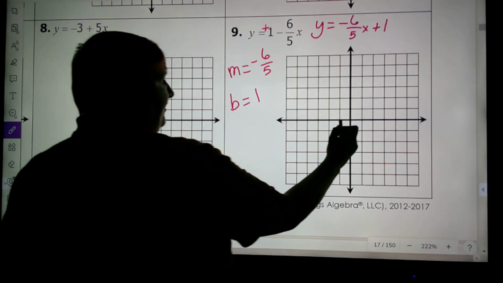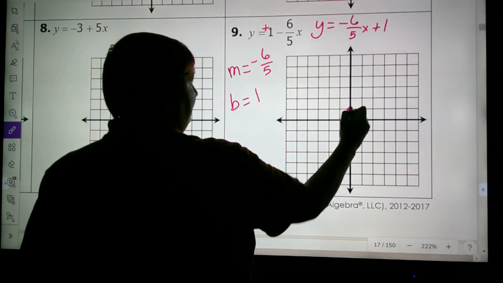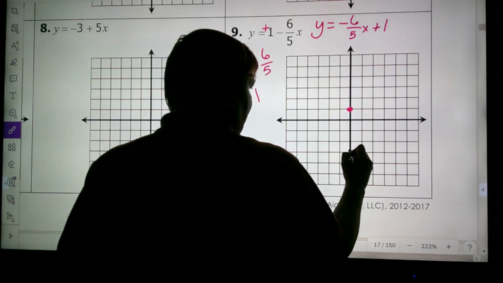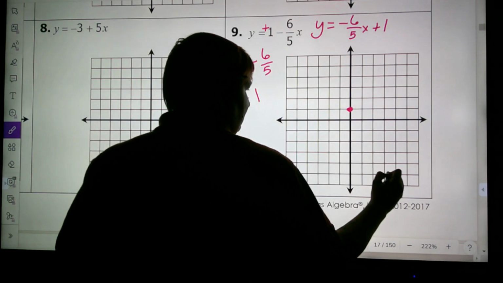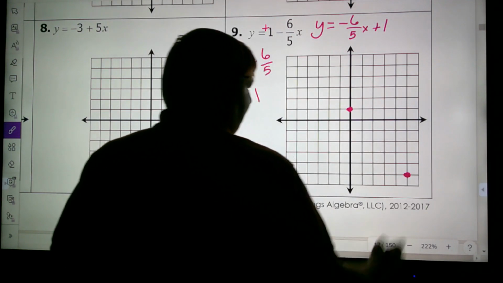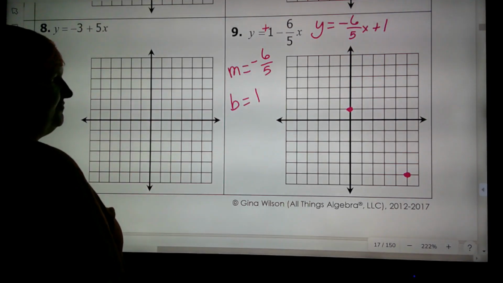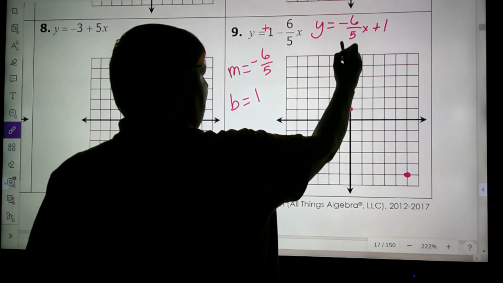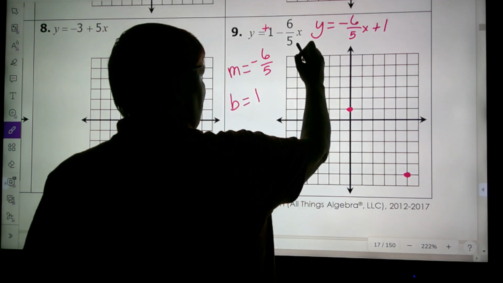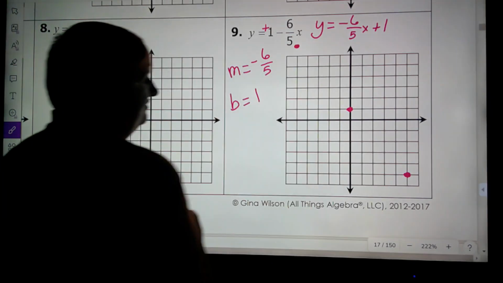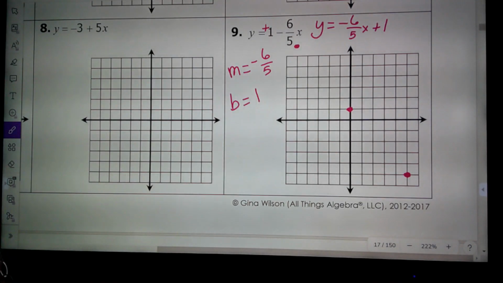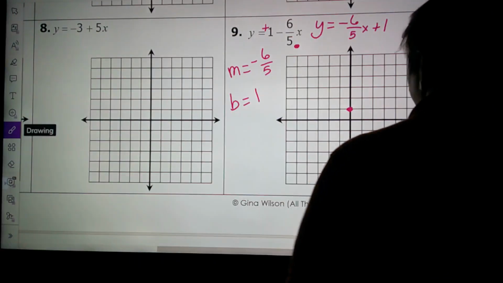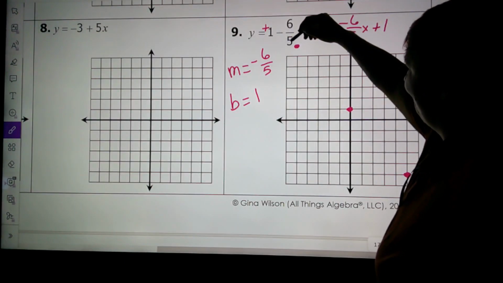All right, so our first point is at 0, 1. Our next one is down 6, right 5. 1, 2, 3, 4, 5, 6. 1, 2, 3, 4, 5. So the opposite would be up 6, left 5. 1, 2, 3, 4, 5, 6. 1, 2, 3, 4, 5. Just because I like to put 3 points. It makes my line straighter.